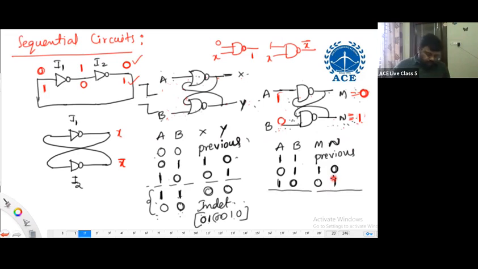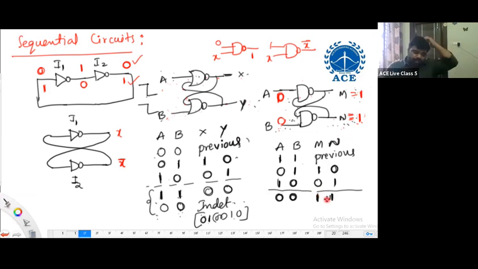Yes. When you are applying 0, 0, what happens, sir? When you are applying 0, 0, what is it here? Both the gates are disabled. Then what is the output? What is the output? 1, 1. Again we are getting uncomplementary outputs.